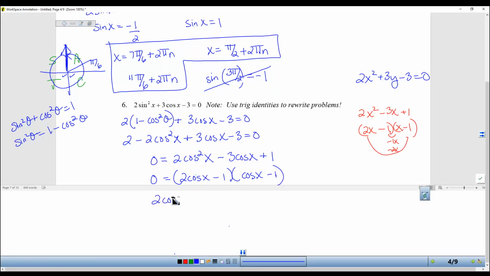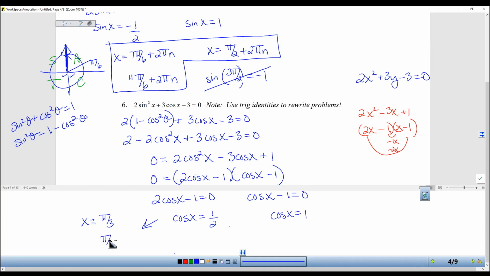I'm going to solve them separately. I'm going to set them both equal to 0 because one of those two factors has to be equal to 0. And I get cosine of x is equal to 1, or cosine of x is equal to 1/2. Add the 1, divide by the 2. When is cosine equal to 1/2? Remember, there's always going to be two answers. I look on my chart, and I see that it happens at pi thirds.